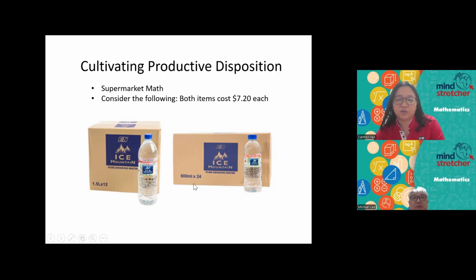On the left, 1.5 liter, 12 bottles, $7.20. On the right, 600 milliliter, 24 bottles. Which one should we buy? So you can discuss such things with your child to help them understand the value of money better. So this is also mathematics.